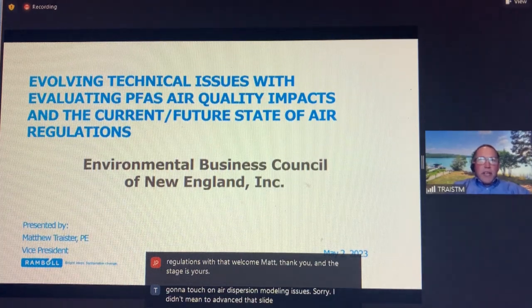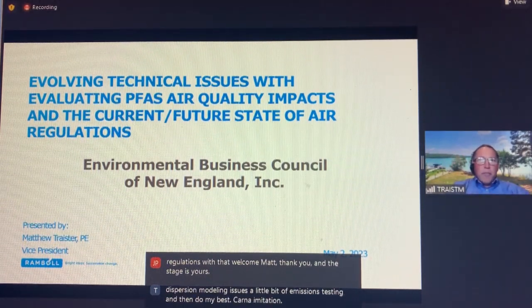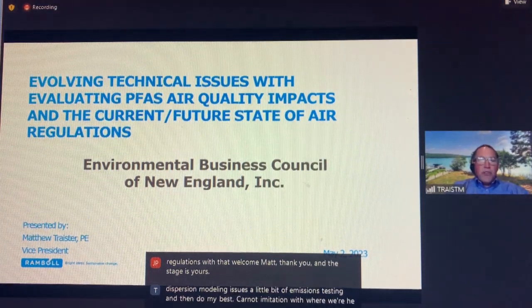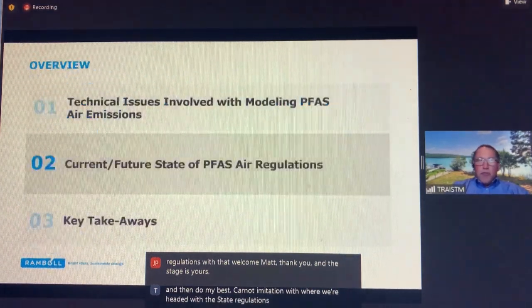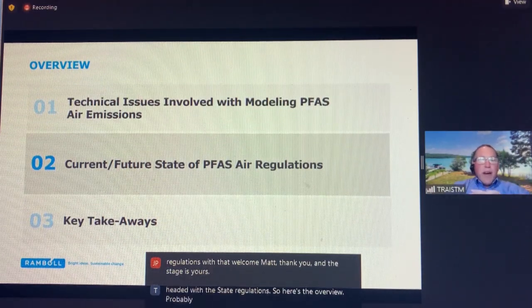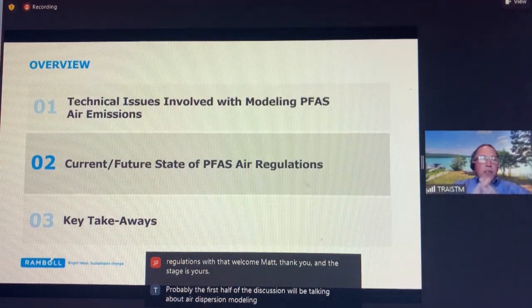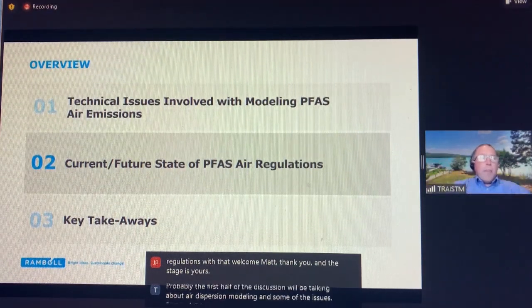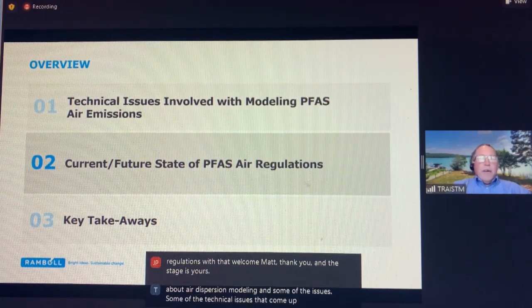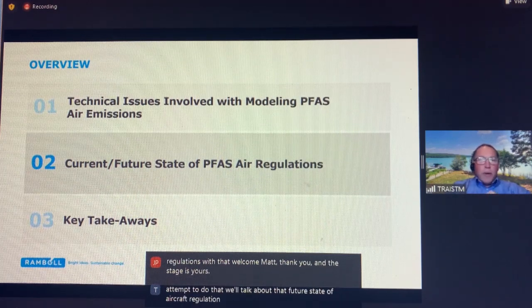Air dispersion modeling issues, a little bit of emissions testing, and then I'll do my best Carnac imitation with where we're headed with the state of regulations. So here's the overview. Probably the first half of the discussion would be talking about air dispersion modeling and some of the technical issues that come up when we attempt to do that. We'll talk about the future state of air quality regulation and some key takeaways.